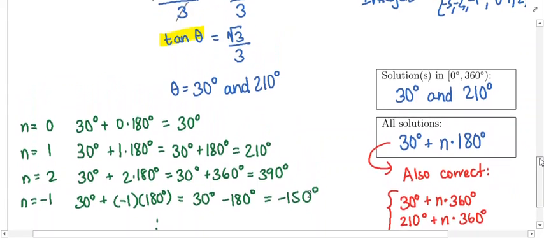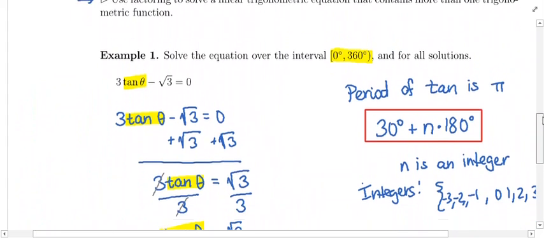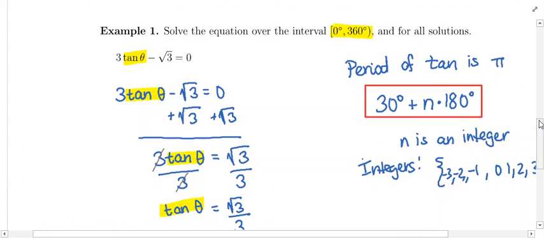All right, so that is what you can do to solve a linear trigonometric equation where there is a single trigonometric function. You need to isolate the trig term and then go from there.